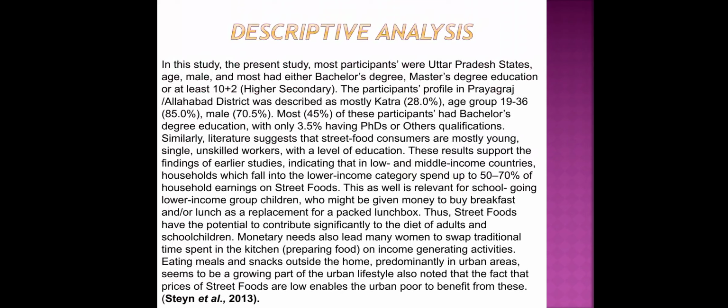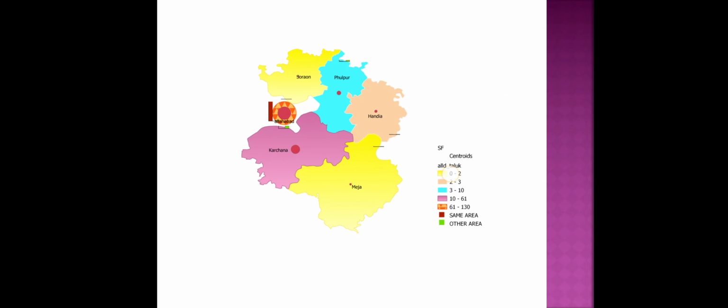So, in descriptive analysis in this present study, most participants were from Uttar Pradesh, male, young, and they were studying. We can see the choropleth map. Because of the unavailability of the Prayagraj district shapefile with Allahabad Taluka, Allahabad Taluka is shown as a circle. We can see most of the respondents belong to Allahabad Taluka, after that Karchana.